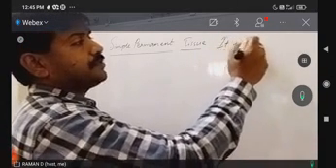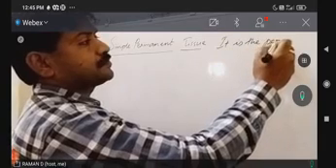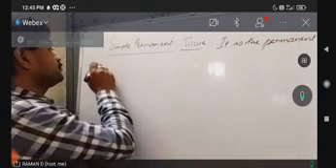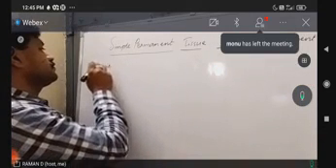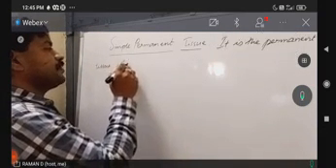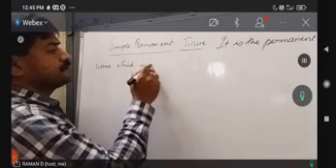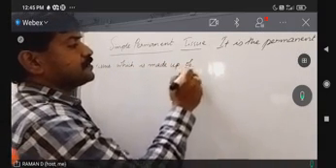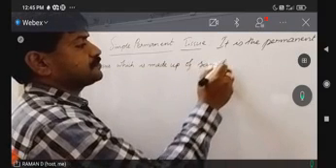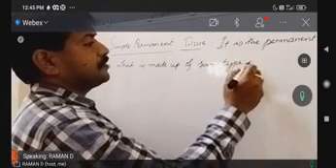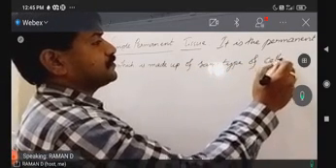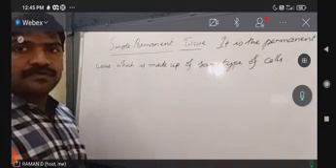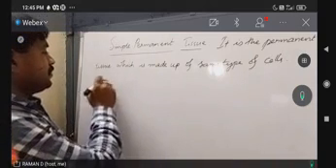It is the permanent tissue which is made up of same type of cells. Simple permanent tissue is made up of same type of cells.